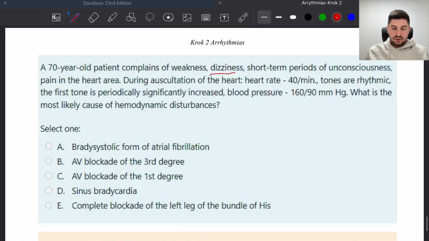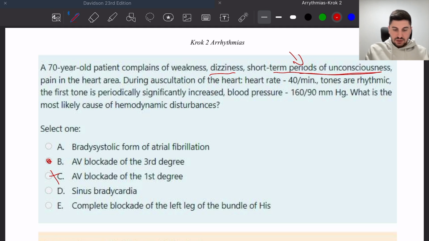And here we have another question. Dizziness, short-term periods of unconsciousness. So this doesn't happen in first degree. First degree is even asymptomatic. It's just a slight delay of AV node conduction, but there is always conduction to the ventricles. But in third degree, sometimes not even all the impulses are conducted, and sometimes the ventricles are not contracting at all. So the patient will become unconscious.